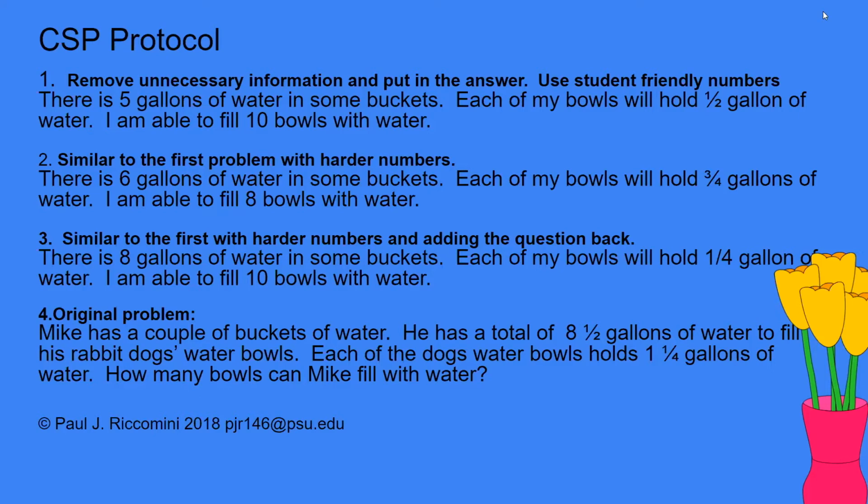Now, in this one, it says similar to the first problem with harder numbers. There are 6 gallons of water in some buckets, and each of my buckets holds 3/4 gallons of water. It says I'm able to fill 8 bowls with water. Now, let's talk about that. How many gallons did I have? Very similar to this first one. I'm doing a diagram, right? And I've got 6. So 1, 2, 3, 4, 5, 6. This is a big gallon. It says each of my bowls holds 3/4 gallons of water.